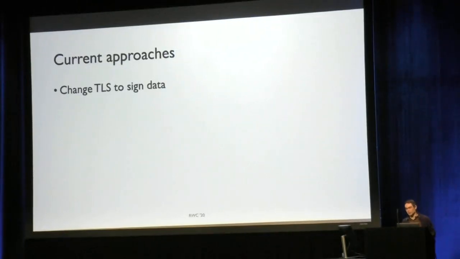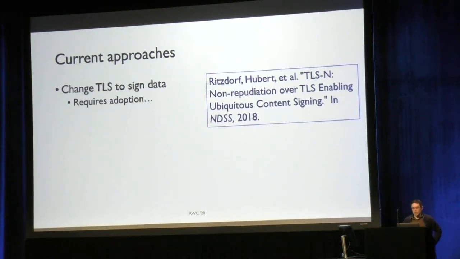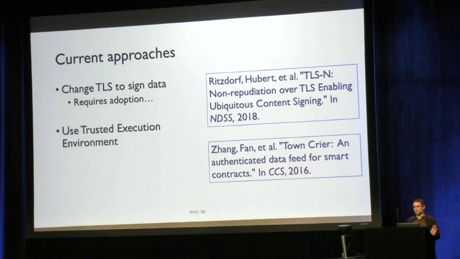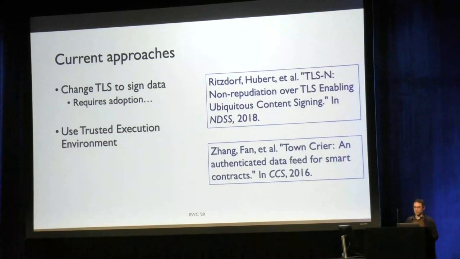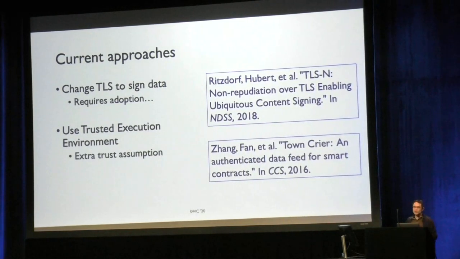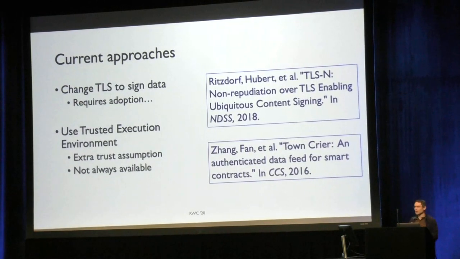There are a couple of different current approaches to address this problem. The first, a natural one, is to change TLS to sign data. This is the approach proposed in a very nice paper from ETH Zurich on a system called TLSN. It works well, but the problem, of course, is that it requires adoption. And although there are movements afoot to get signing into TLS, it hasn't happened yet. The second possible approach is to use trusted hardware, trusted execution environments like Intel SGX. My group has put forth a platform called TownCrier that does exactly this. This works well, but there are a couple of problems with this approach too. First, there's an extra trust assumption here. You have to trust the trusted hardware. In the wake of Spectre, Meltdown, Foreshadow, there are people who don't trust trusted hardware. A second problem is that trusted hardware is not always available.